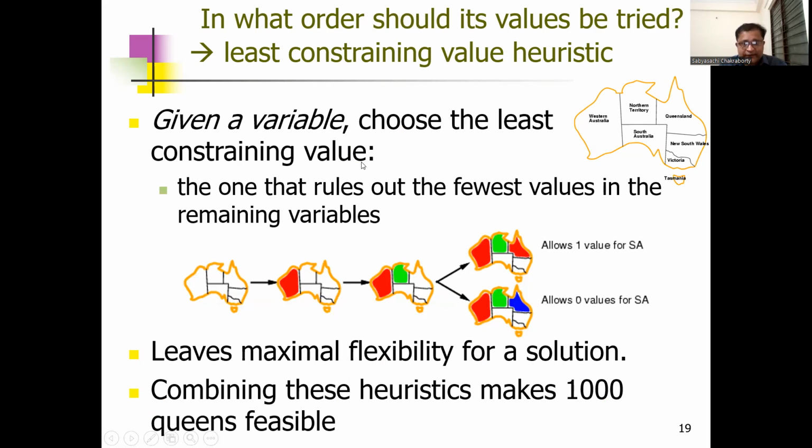If I combine these four heuristic measures, that will make 1,000 queens feasible and solvable. Not 8 queens, neither 4 queens, it is 1,000 queens. So let's end the discussion here for graph coloring problems, various techniques. And next class, we'll definitely discuss the advanced techniques of the graph coloring problem, like arc consistency, forward checking, etc. Thank you.